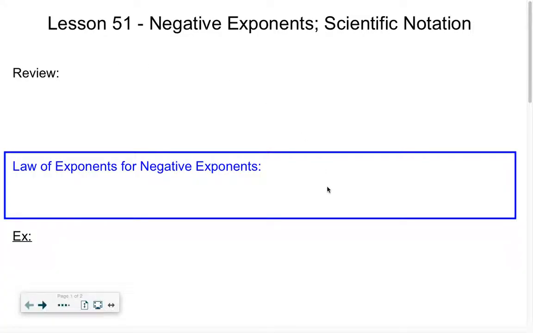Title for lesson 51 is negative exponents. We'll also be working with scientific notation.